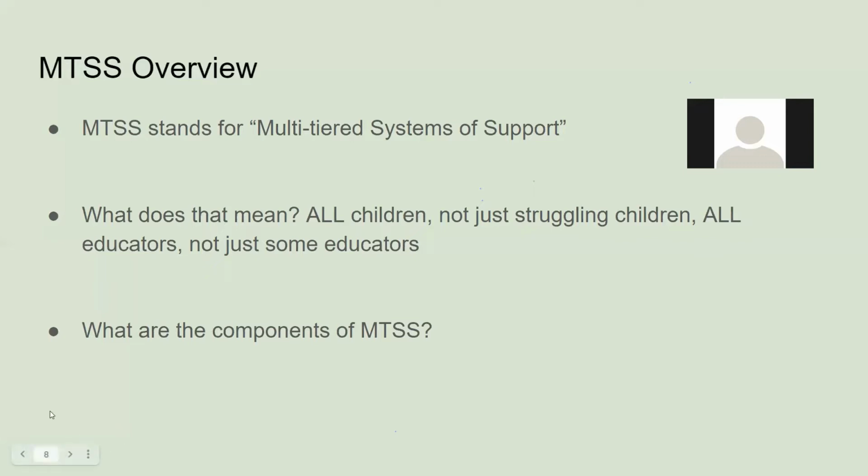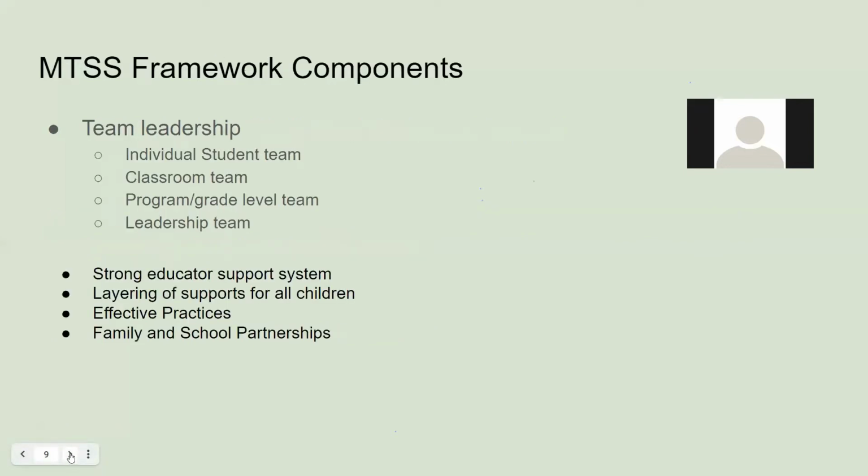Now, there are 5 critical components to a well-developed multi-tiered system of support. Some of these break down into additional subcomponents, but we're going to talk about just the high levels of the 5 right now. The first one is team leadership, and specifically shared team leadership, where the team is developed and designed in such a way that everybody is taking a part and has an active role. Nobody is passive in the shared team leadership world.